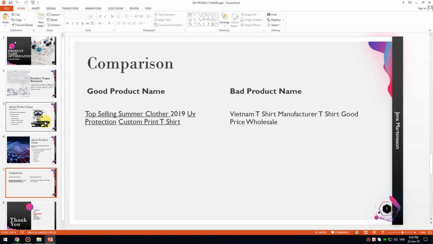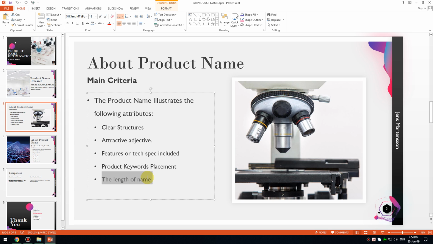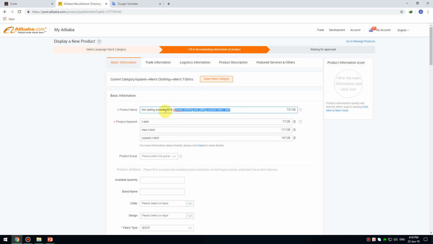And the final criteria I'm going to mention to you is the length of the name. The length of the name should be over 60 letters and also under 100 letters. That's the criteria of a good product name.